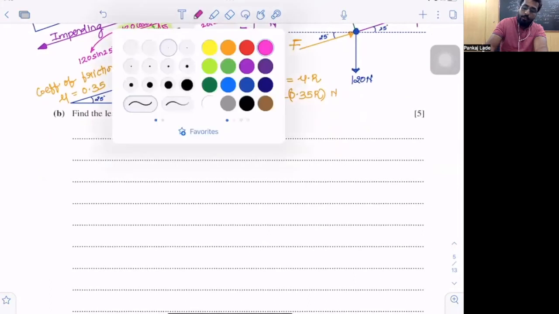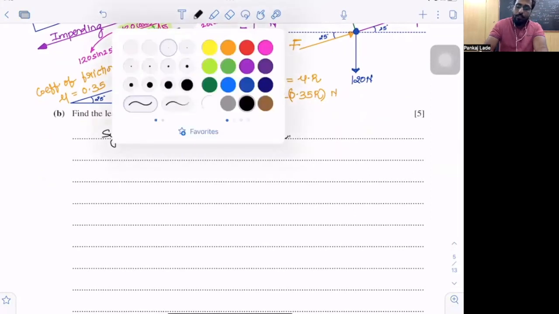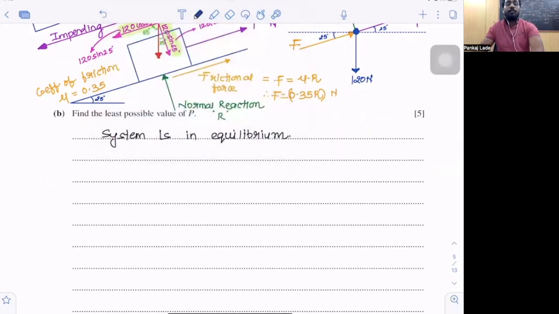So I can write it over here: system is in equilibrium. And if the system is in equilibrium, that means I can say summation of Fx and summation of Fy must be equal to 0.